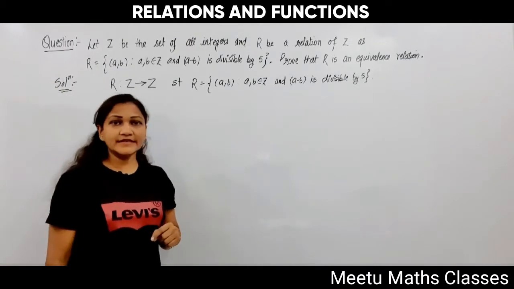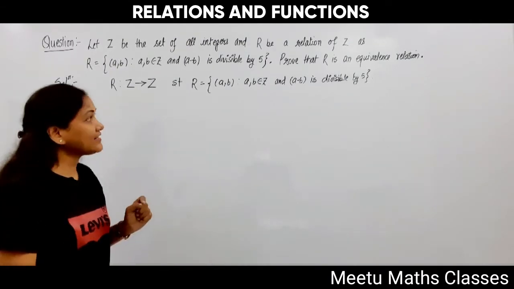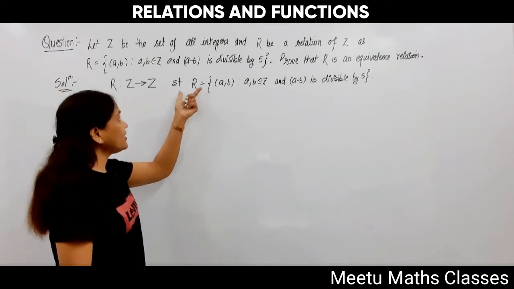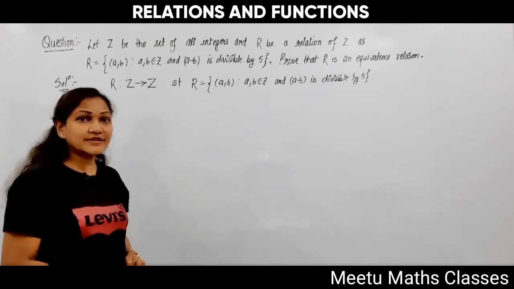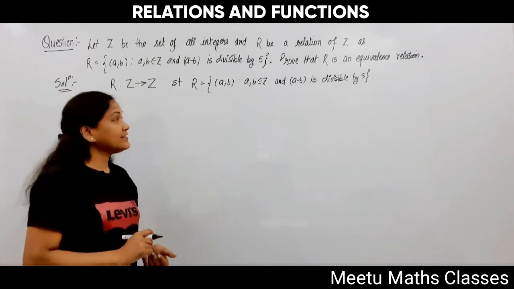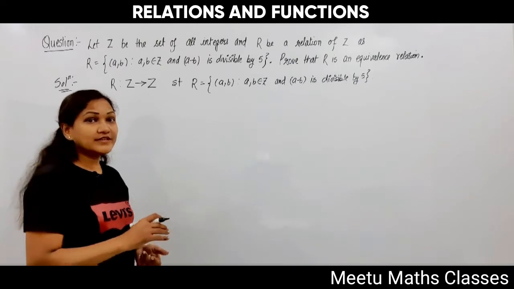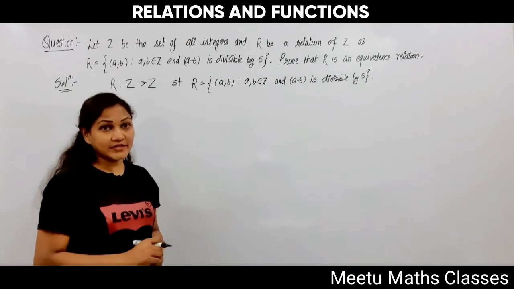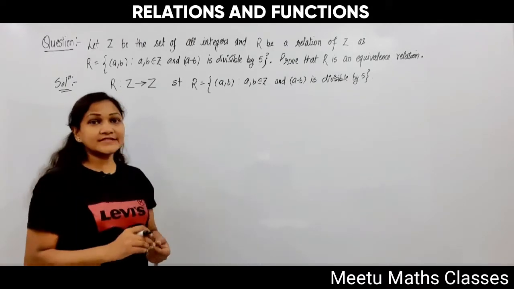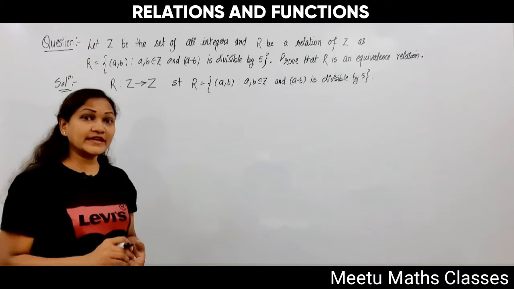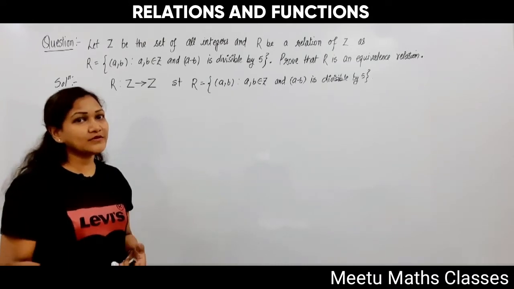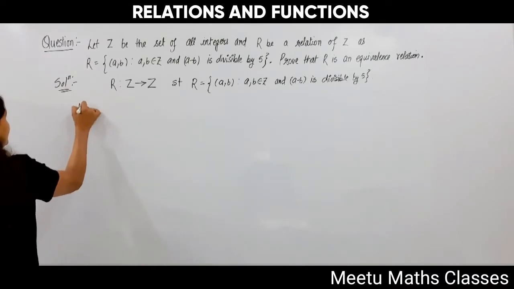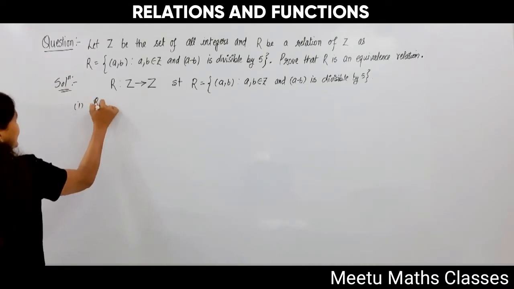So a relation is an equivalence relation if it satisfies three properties. First of all, you are going to check whether your relation is reflexive or not. Then you are going to check whether your relation is symmetric or not, and then you are going to check your relation for transitivity. If a relation is reflexive, symmetric and transitive, then you are going to conclude that R is an equivalence relation. So let us start with reflexivity.